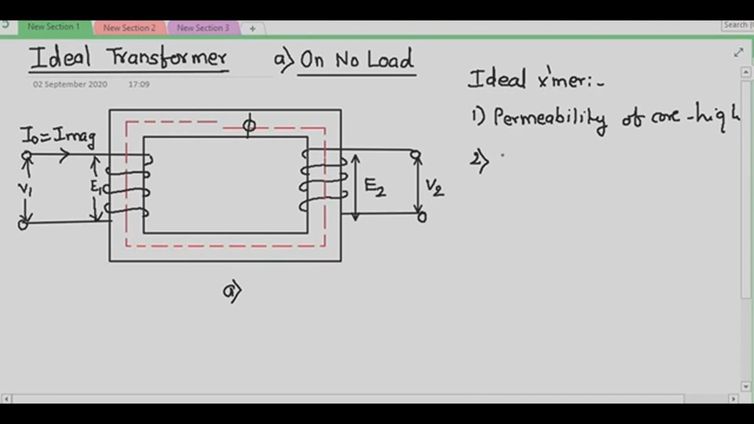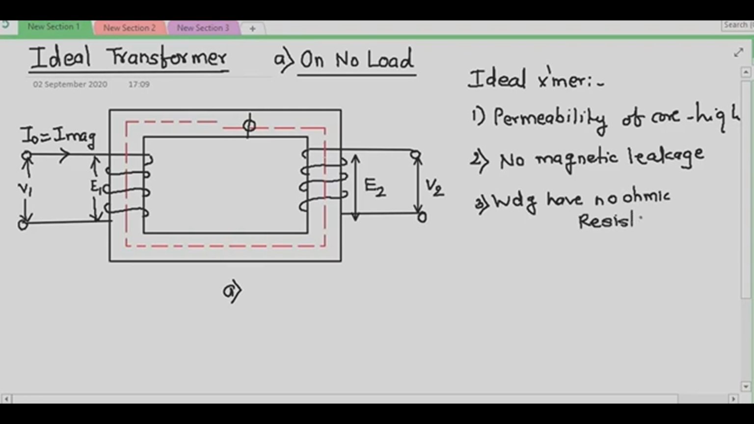The second assumption is that there is no magnetic leakage. It means that all the flux is confined to only the iron core and links with both windings, primary as well as secondary. Then the third assumption is that the windings have no ohmic resistance.